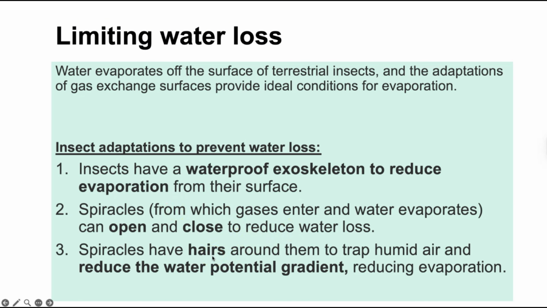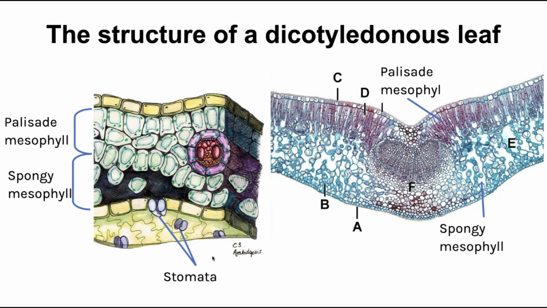And the spiracles also have tiny, microscopic hairs around them as well, and that will trap any humid air, reducing the water potential gradient and therefore reducing evaporation. We'll come to the examples of the plants once we've gone through gas exchange in plants.